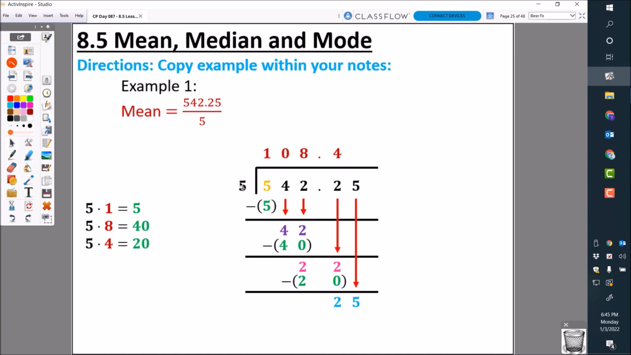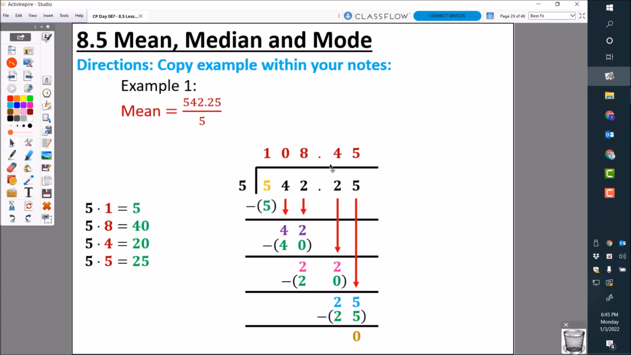Next, I'm going to ask myself, from the divisor, the 5 here, how many times does 5 go into 25? We know that it's going to be 5. So above the 5 that we brought down, I'm going to put a 5 on the top. From there, I'm going to multiply 5 times 5, which will be 25. And I'm going to put this green 25 underneath the blue 25, and I'm going to subtract. When you subtract, you have a remainder of 0. If I have a remainder of 0, that's where you know for sure you can stop.